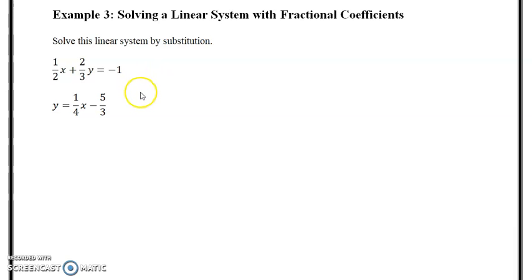In the first one, you'll notice that this is equal to y already, so I can just substitute that in directly right away. I think that's a good idea. You could get rid of the fractions now by multiplying by the greatest common factor of 6, but again, that's just going to create fractions again anyway. So I'm going to substitute this in right away for y.